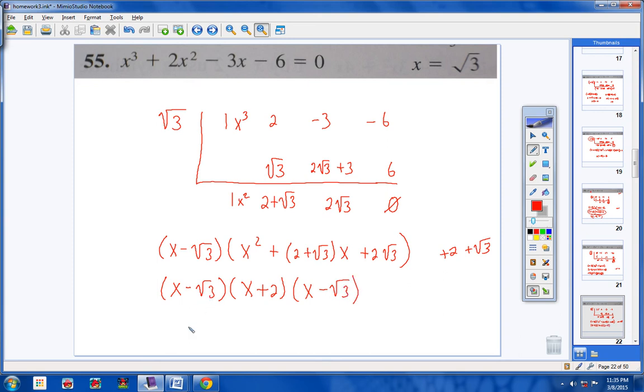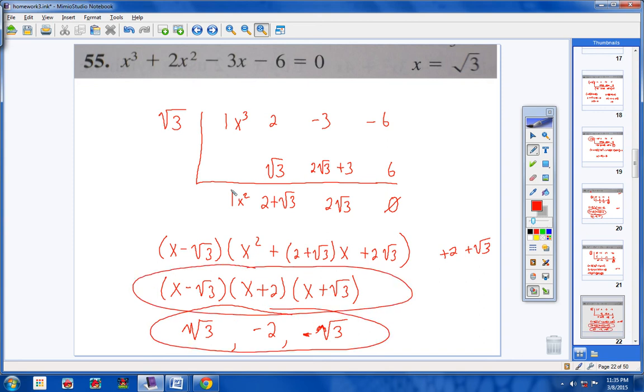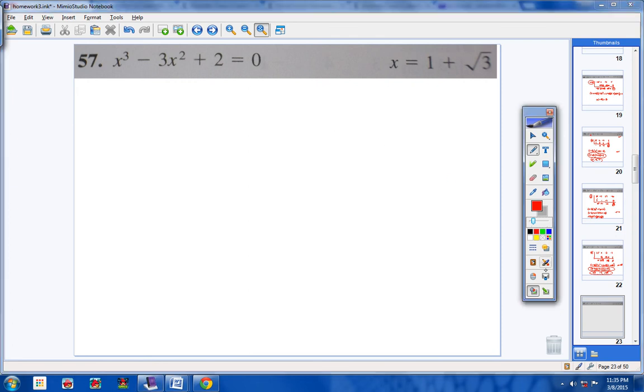So what makes this parenthesis 0? Square root of 3. Nice square root there. This would be negative 2. And this would be, once again, square root of 3. Now let me check the answers and make sure that's right. One of these should be negative. So let's see where I messed up here. Right here, this should be positive because this is positive. So this should be negative. As you can tell, it's really easy to make little mistakes on these, okay? Alright, so there's my zeros. There's the factorization, okay? Let's move on to number 57.